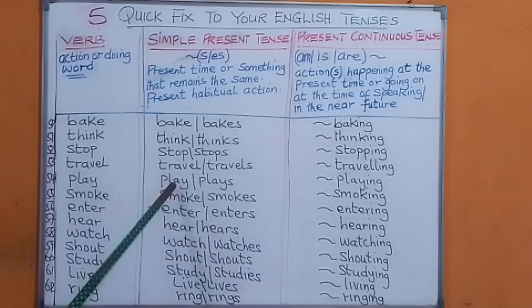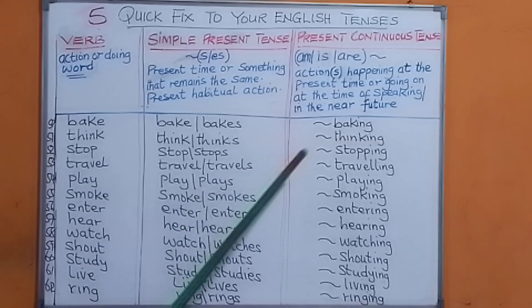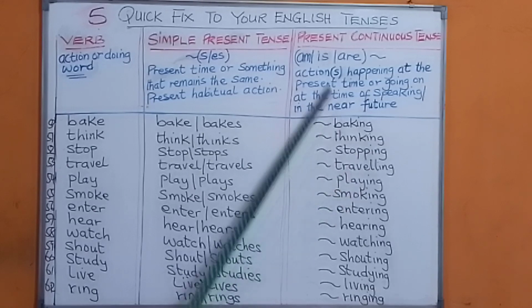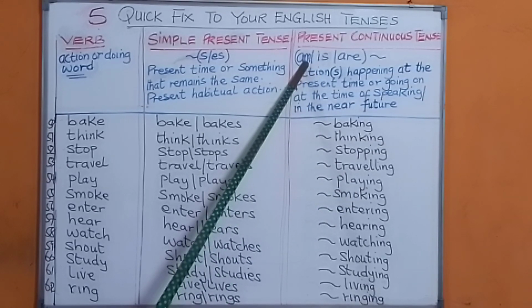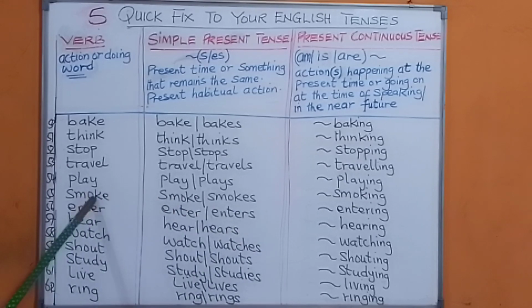Play. Plural object or subject say play. We play football. They play football. But when it's singular, she plays football, he plays football, Lanke plays basketball. If you are using that as present continuous, it's playing. I am playing football, he is playing football, we are playing football. Smoke.